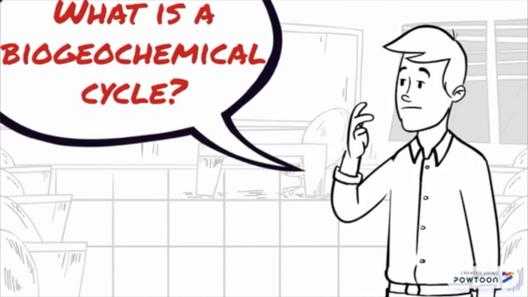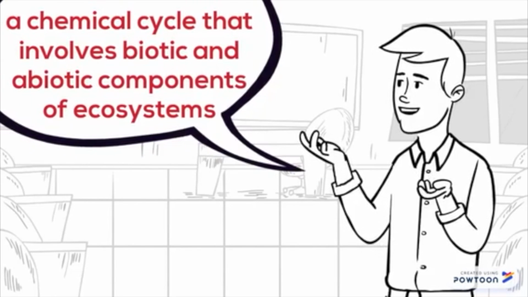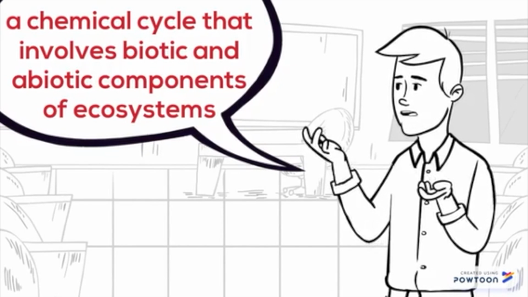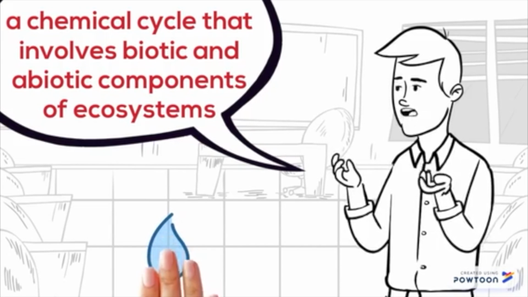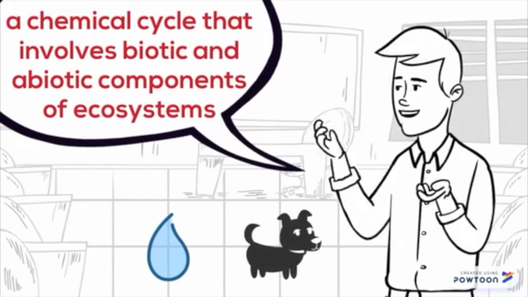Hey Gia, what is a biogeochemical cycle? A chemical cycle that involves biotic and abiotic factors. Just to remind you, an abiotic factor is a non-living chemical and physical part of the environment that affects the ecosystem, like moisture. This dog is a biotic factor, which are living components affecting an ecosystem.